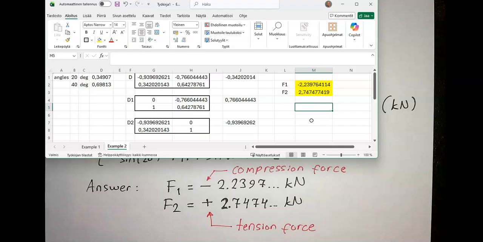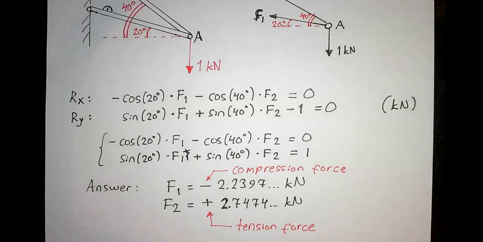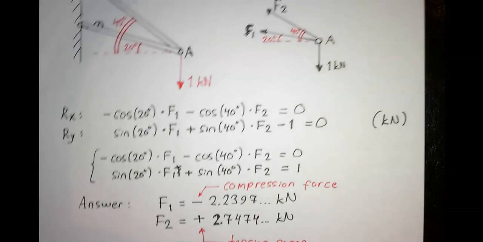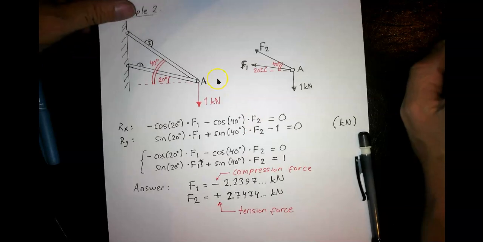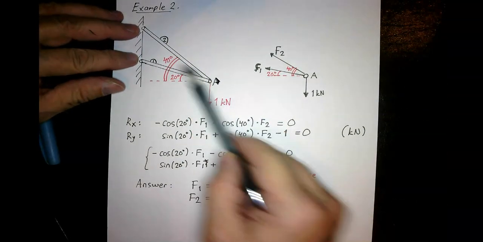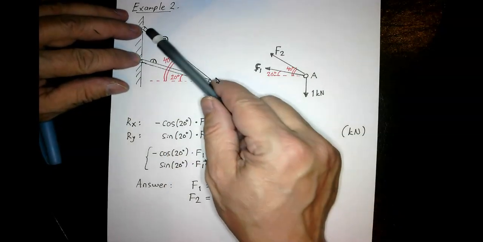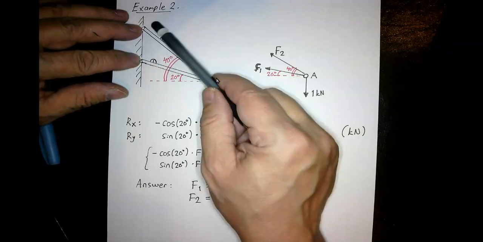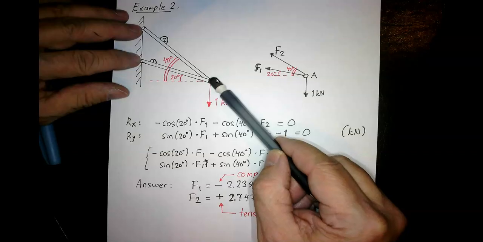I will take that Excel sheet away. If we check that problem here, let's think that we have this kind of bars which hang from the wall like this. So they are attached to this point and this point, and then they are attached to each other here.